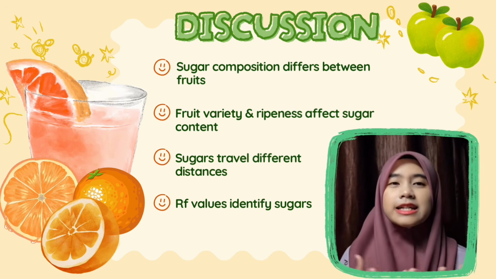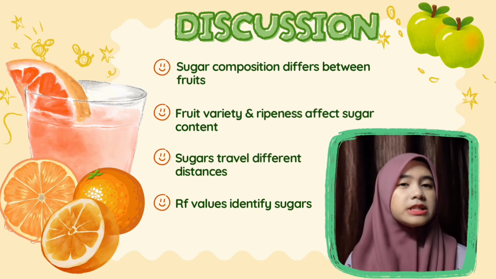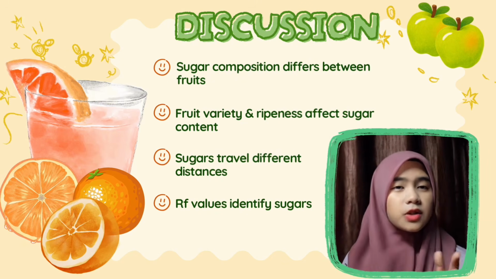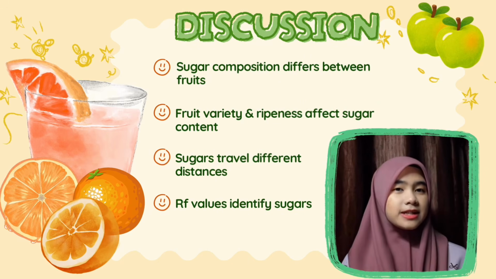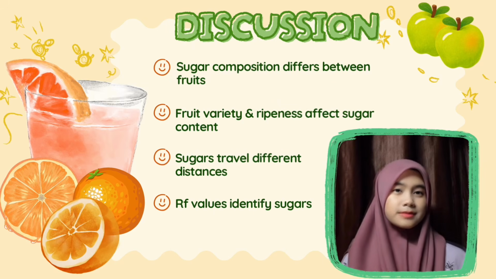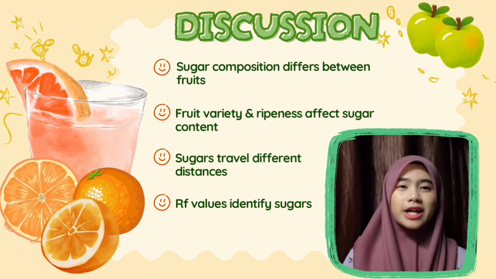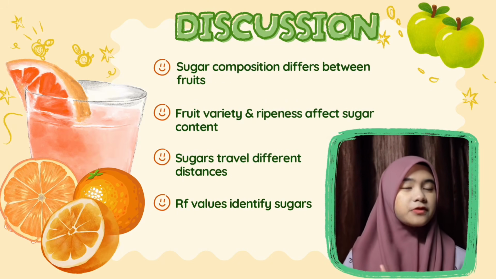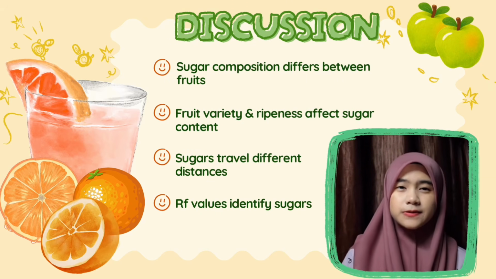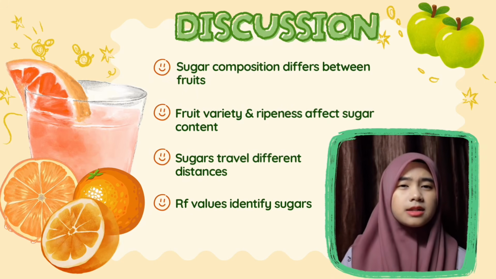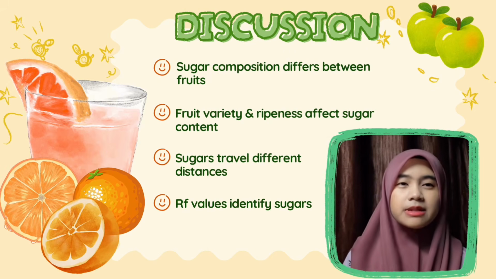Let me tell you. This happens because each sugar interacts differently with the chromatography paper, which acts as the stationary phase, and the solvent, which is the mobile phase. As a result, each sugar travels a different distance and forms its own spot. By comparing the RF values with those of the standard sugars, we are able to identify the sugars present in the fruit juice samples. This is exactly why paper chromatography is such a useful analytical technique. It allows us to separate and identify different components in a mixture using a simple method.